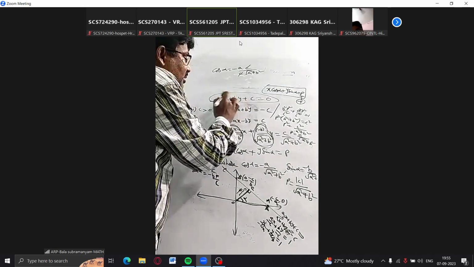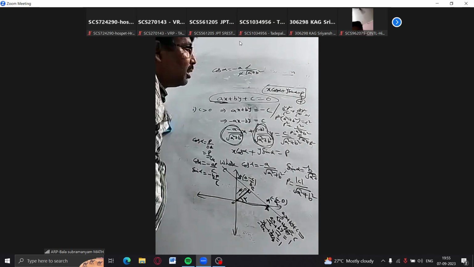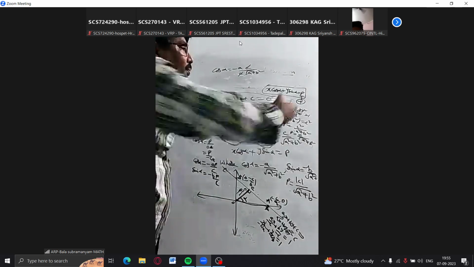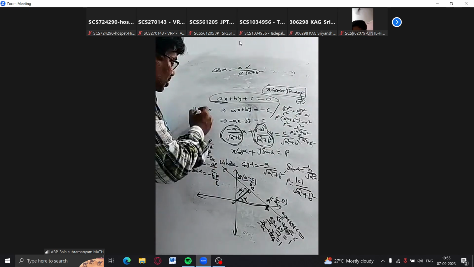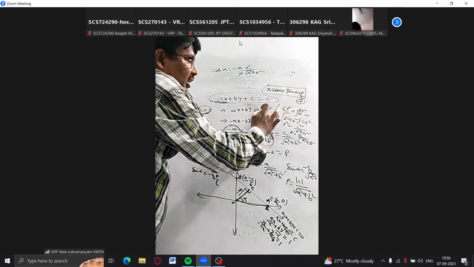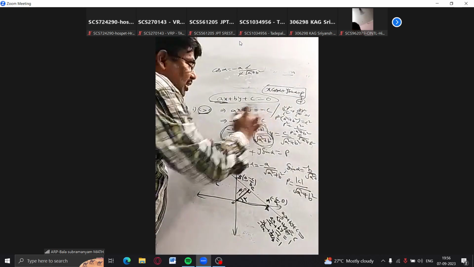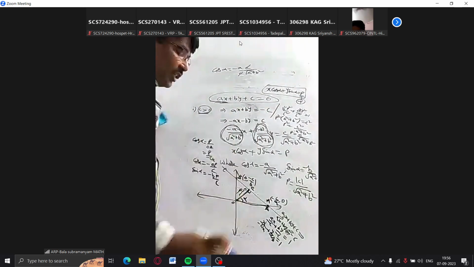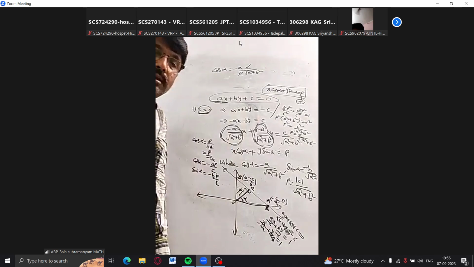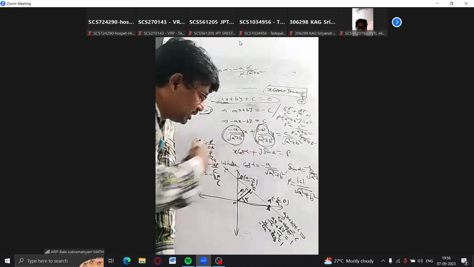Here we convert the general equation into normal form. First of all, take the constant to the right side. The normal form is x cos alpha plus y sin alpha is equal to P. P is always positive. Here the first case is C greater than 0. Here C is taken to the right side, that is minus C. C is positive, positive into negative gives a negative value. So first of all, multiply by minus on both sides. The equation becomes minus AX minus BY is equal to C. After that, divide by root of A square plus B square on both sides.